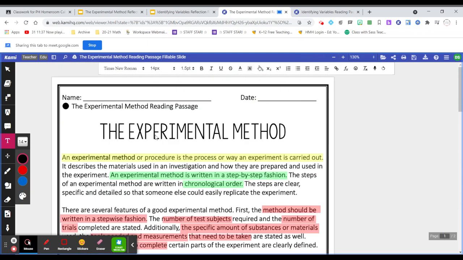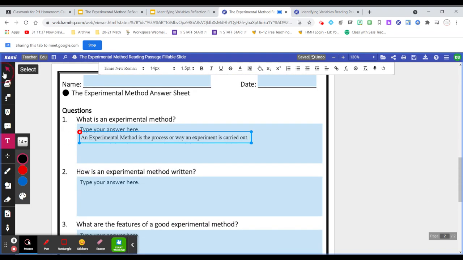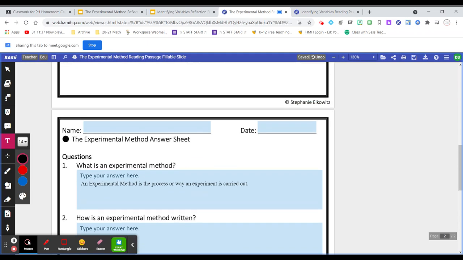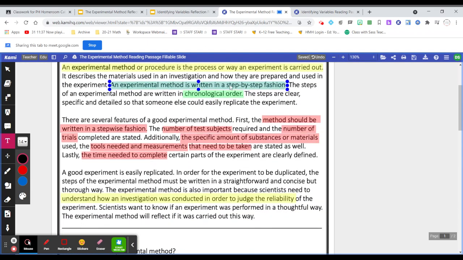So you can see while I was reading, I highlighted some things that I thought were important. I didn't highlight the entire things, right? But we're going to see if these help when I go back. All right. How is an experimental method written? What do you think? Yeah, specifically, it's written in a step by step fashion in chronological order. I also highlighted both of those.